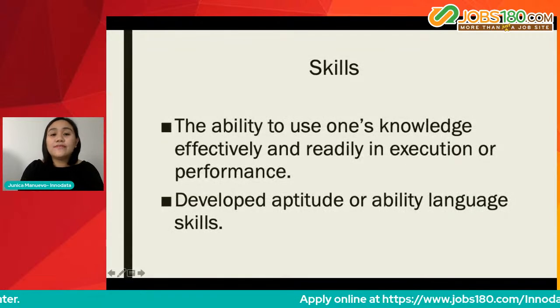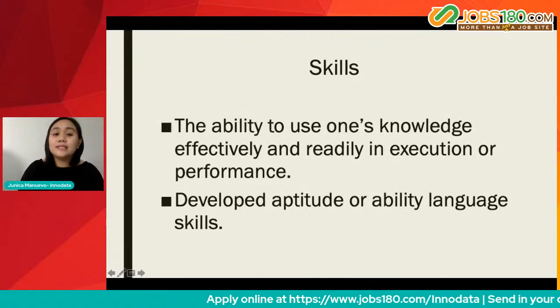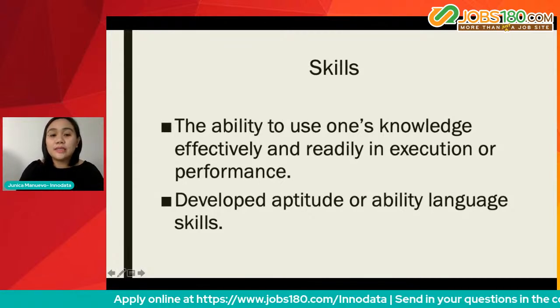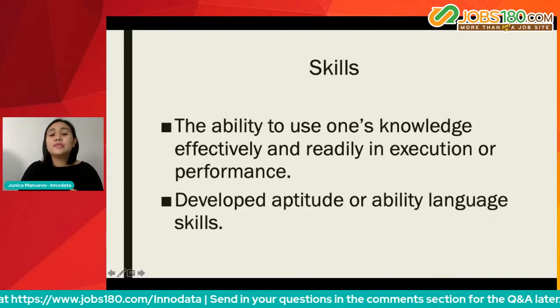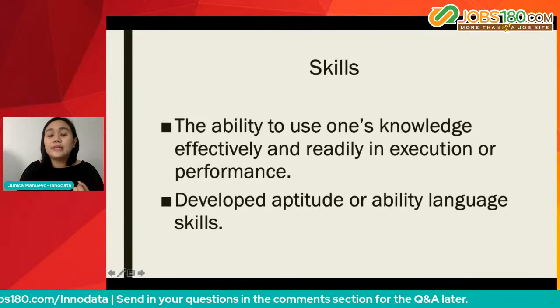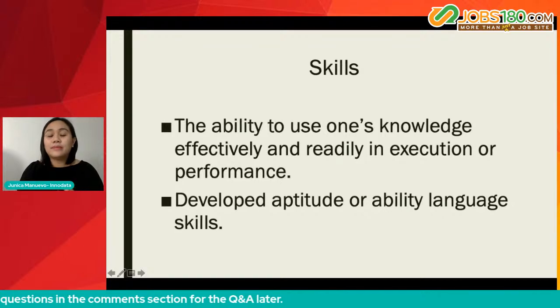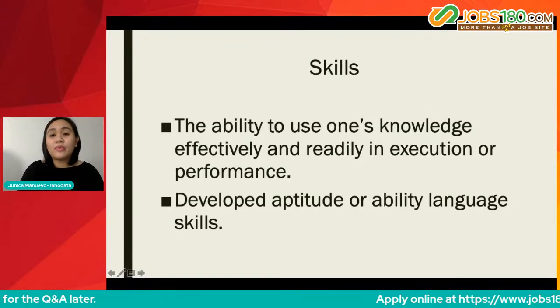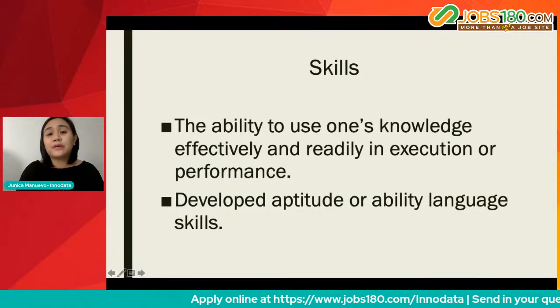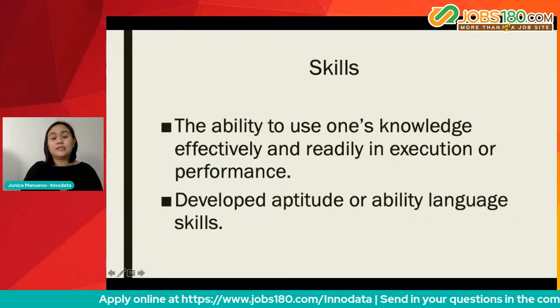So first, let us define what is a skill. Skills is the ability to use one's knowledge effectively and readily in execution or performance. Skills encompass our abilities and our knowledge or information. Skills are acquired or learned through our formal work experiences, life experiences, and formal trainings as well.